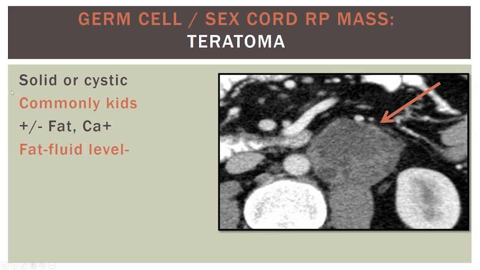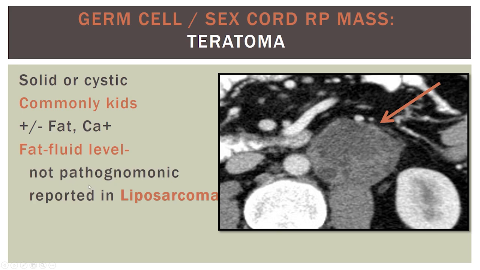Teratomas, they have solid and cystic components, more common in kids. They can have fatty component or no fatty component. Like this case, they didn't have any fatty component. They can have fat fluid level that is described as pathognomonic for these tumors, but also reported in liposarcoma, so it's not pathognomonic for teratomas. They can rupture with peritoneal or retroperitoneal fat fluid levels.